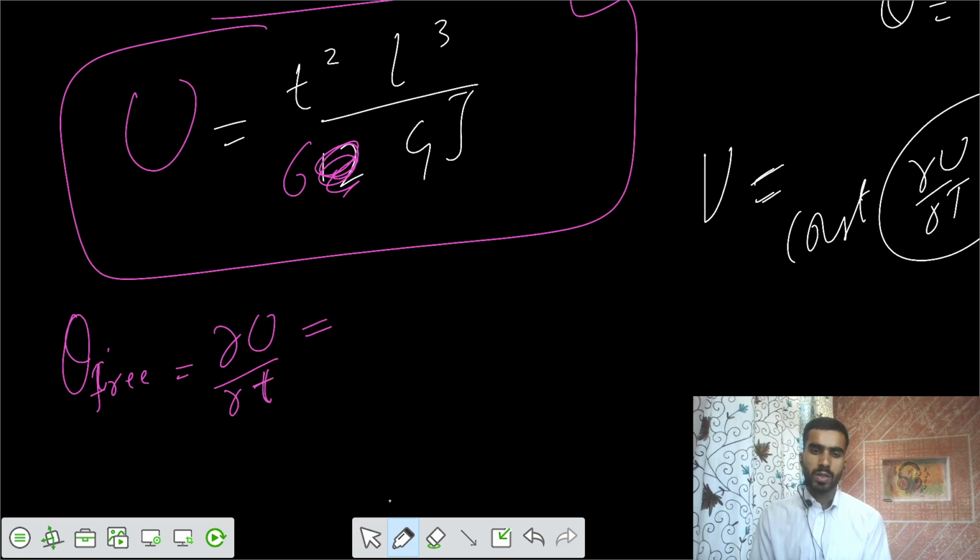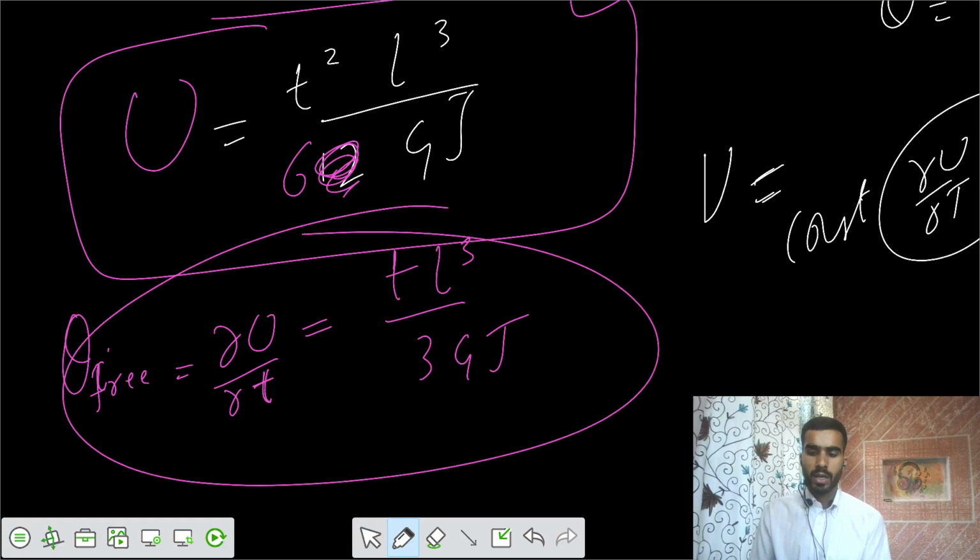that would be equal to T small t L cube by 3 GJ, TL cube by 3 GJ.